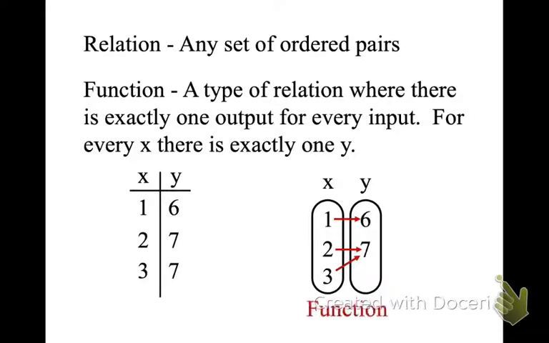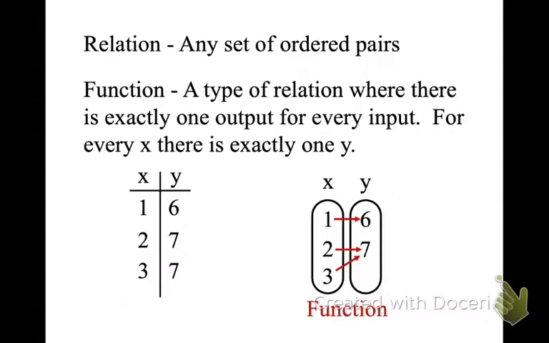Now, in the table, we can see that there's no repeated x values, so this would be a function. In the map, the way we see that is if we don't have two lines coming out of the inputs, then it's a function. This is how it looks.